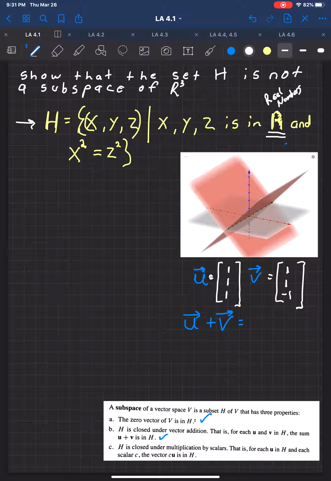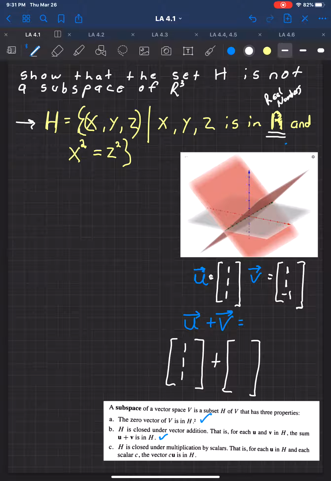Ready? So let's go ahead and do our math. We have 1, 1, 1 plus 1, 1, negative 1. Ready? Let's produce a result. So 1 plus 1 is 2, 1 plus 1 is 2, and 1 minus 1 is 0. So what is this vector that I just wrote, 2, 2, 0? That is the vector U plus V.